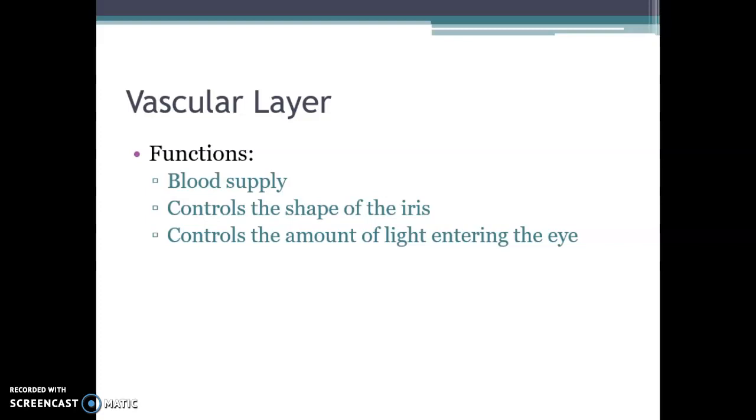In this one, we're going to move a little bit further. We're going to start looking at the vascular layer. Vascular obviously has a blood supply, otherwise it wouldn't be called vascular. But it also does a couple things. It controls the shape of the iris, and it controls the amount of light entering the eye. So we're going to talk about these three functions in further detail as we move forward.